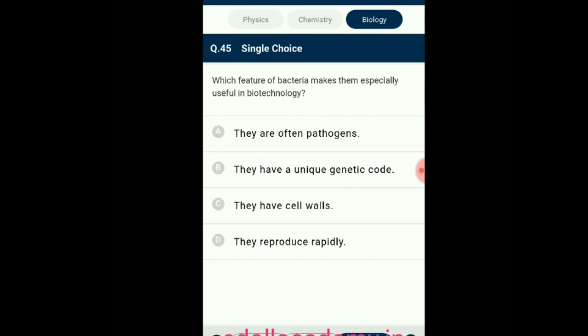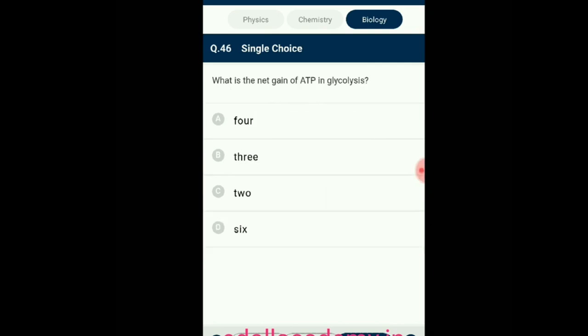Bacteria act as a useful tool in biotechnology because of the following reasons. The genetic code being universal, the basic structure of genetic material is the same. They are simple organisms and easy to manipulate. Additionally, they multiply at a rapid rate. So the answer for this question is option D. They reproduce rapidly.